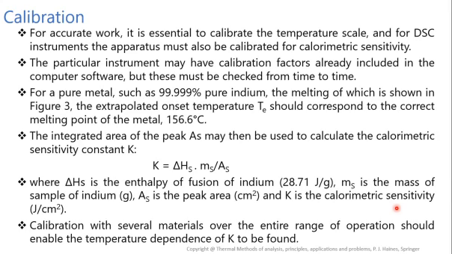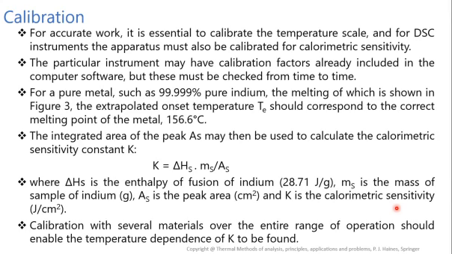Now the next most important factor is calibration. Why is there a need to calibrate the given apparatus, or any kind of apparatus? In order to get accurate results, we have to calibrate it. So for accurate work, it is essential to calibrate the temperature scale, and for a DSC instrument, the apparatus must also be calibrated for the calorimetric sensitivity. So generally, for DTA you have to calibrate the temperature scale, and for DSC, we have to calibrate the calorimetric sensitivity.